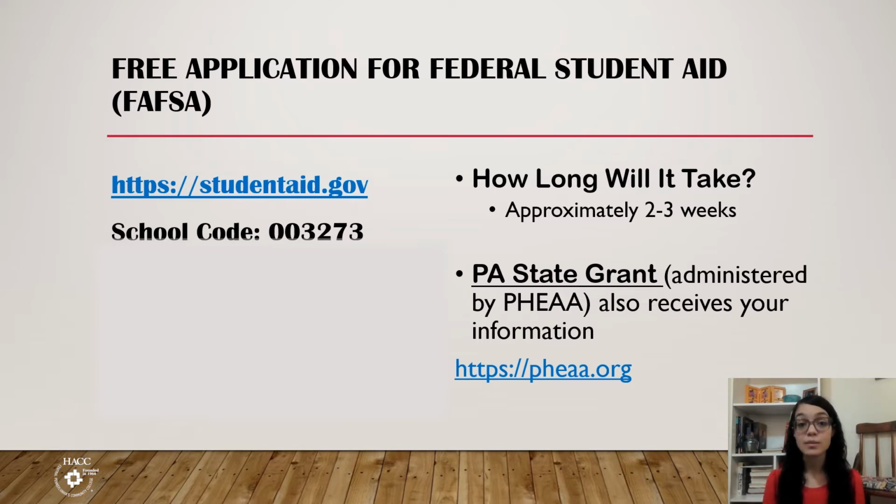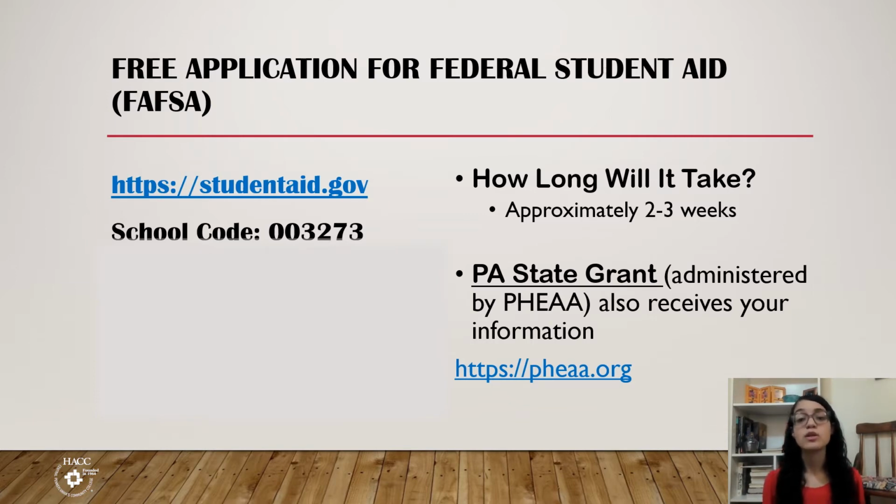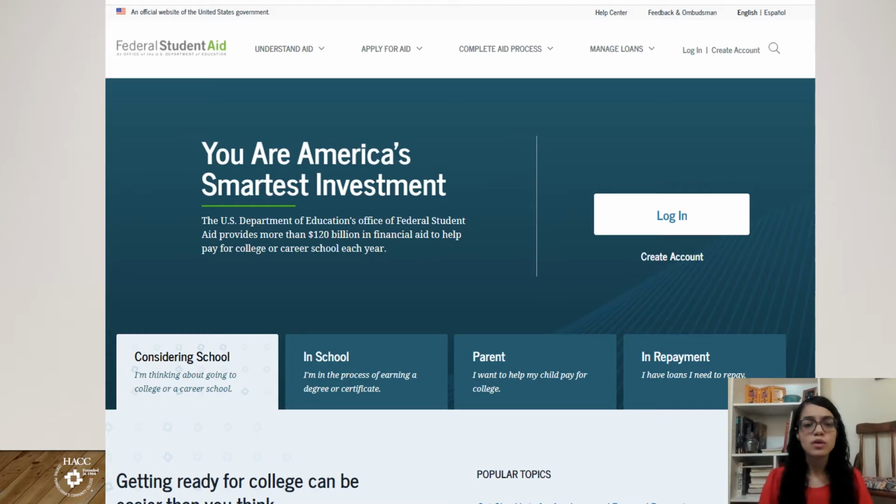You can find this application at the website studentaid.gov. And I included the school code here, which is how you will find the school when you want to include it. The HACC school code is 003273. We're also going to look at the Pennsylvania State Grant website, so I'll give you just a brief look at what they look like.